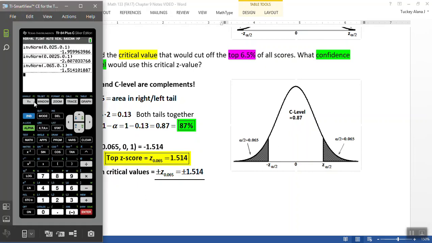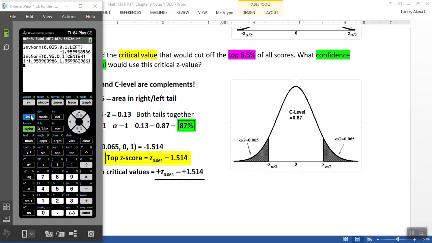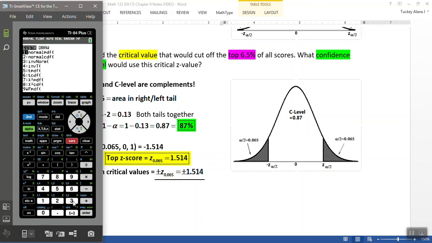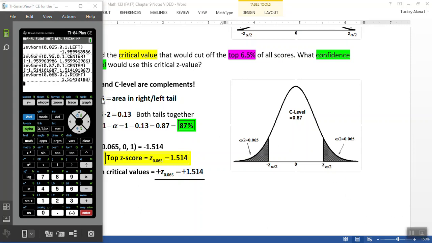Now real quickly, let me go to the other calculator. This is the one that has the left center right feature. So if you have a calculator with this feature, you would type 0.87 and leave it in the center. That's one option. And then you would only pick the positive one, say. Or you could do distribution number 3 and say 0.065, but then say it's on the right on a high number, and then press enter. Go down to paste and press enter again. That'll give you the positive 1.514. So there are a couple options with this newer, fancier calculator.